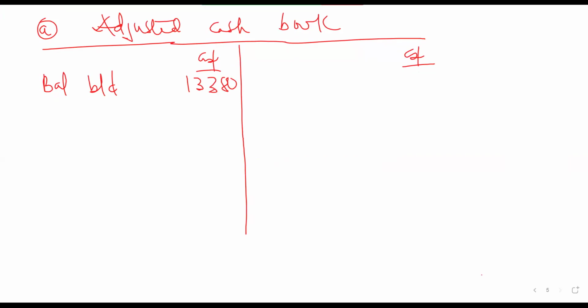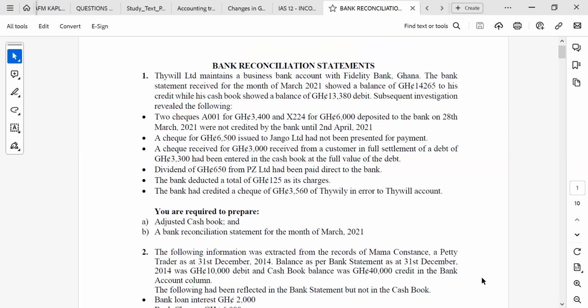So the first transaction is the uncredited check. It will not count to the adjusted cash book balance because it has already been entered into the cash book already. Let's take the second one.